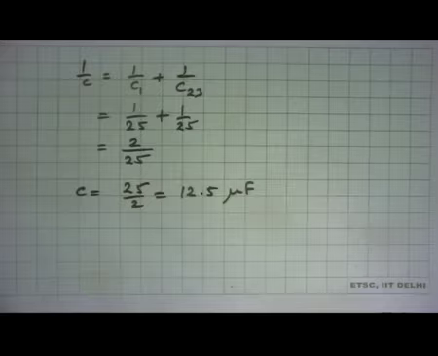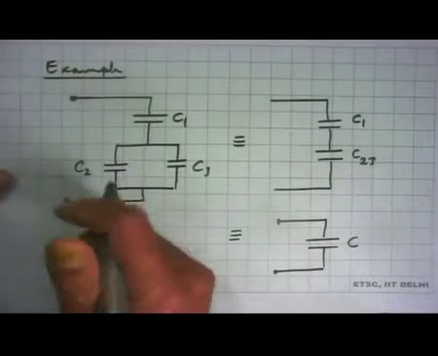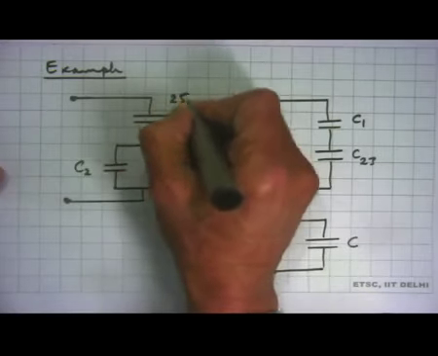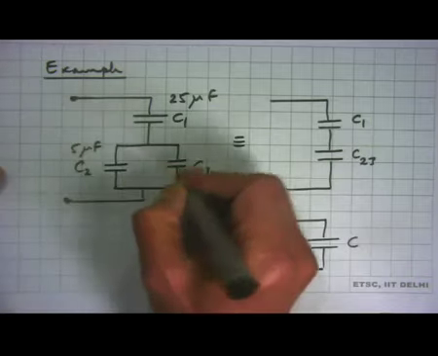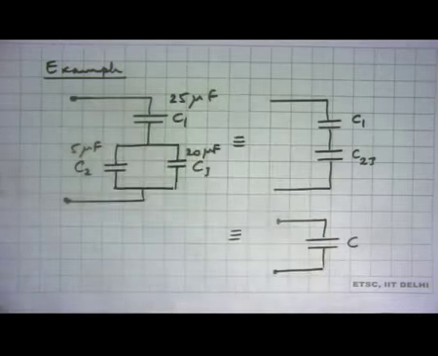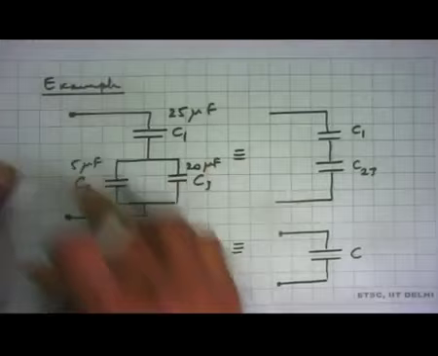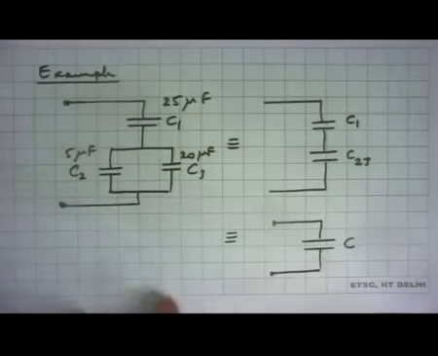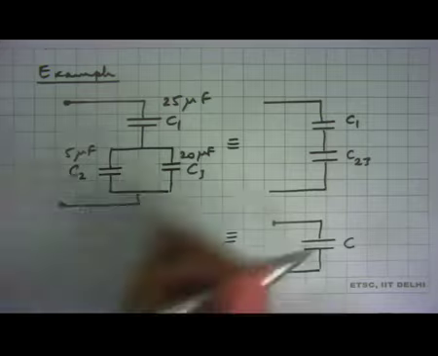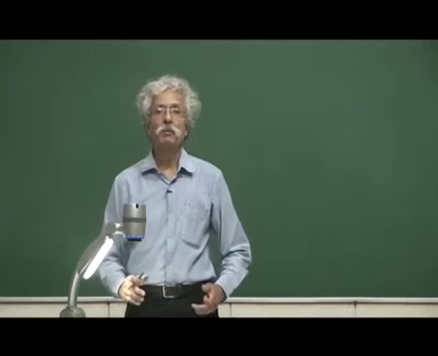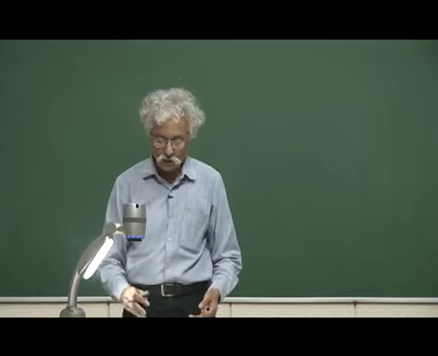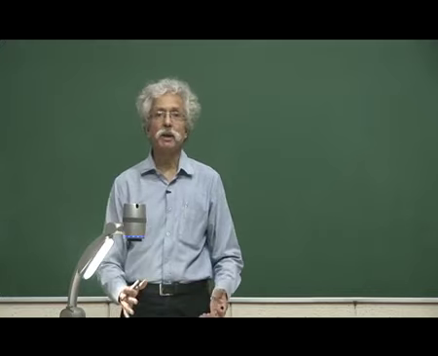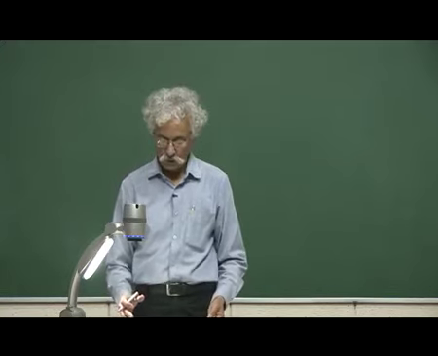So, for this combination of circuits, in which C1 was 25 microfarad, C2 was 5 microfarad and C3 was 20 microfarad, the equivalent capacitance is 12.5 microfarad. This configuration will behave as if there was a capacitance of 12.5 microfarad. Please note I have been able to generate a 12.5 microfarad capacitance by combining capacitances of 25, 5 and 20 microfarad.